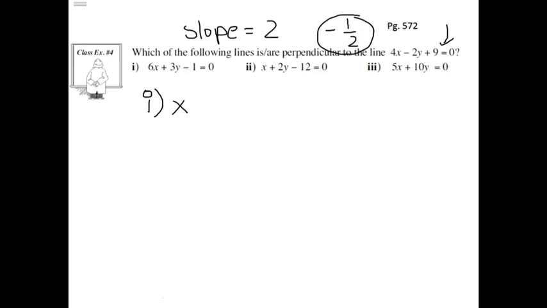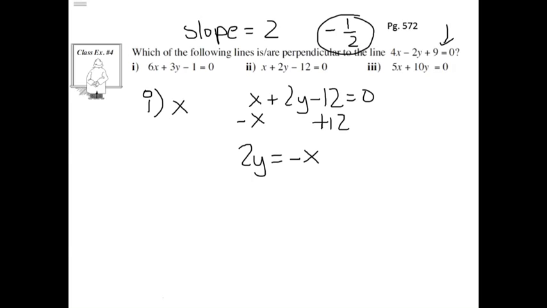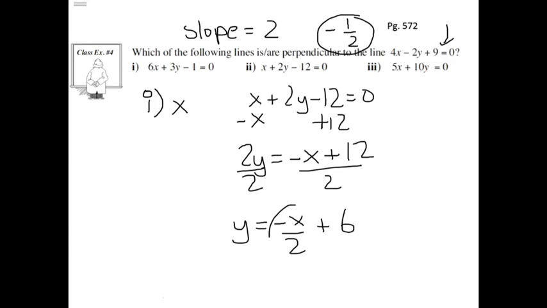Let's take a look at 2. We've got x + 2y - 12 = 0. The y is positive, let's keep it that way. So let's move everything else over. You're going to subtract that x, and you're going to add that 12, and do the same on the other side. So what you're left with is 2y = -x + 12. Divide all of this by 2, and y = -x/2 + 6. This is equivalent to a slope of -1/2, so this is perpendicular.